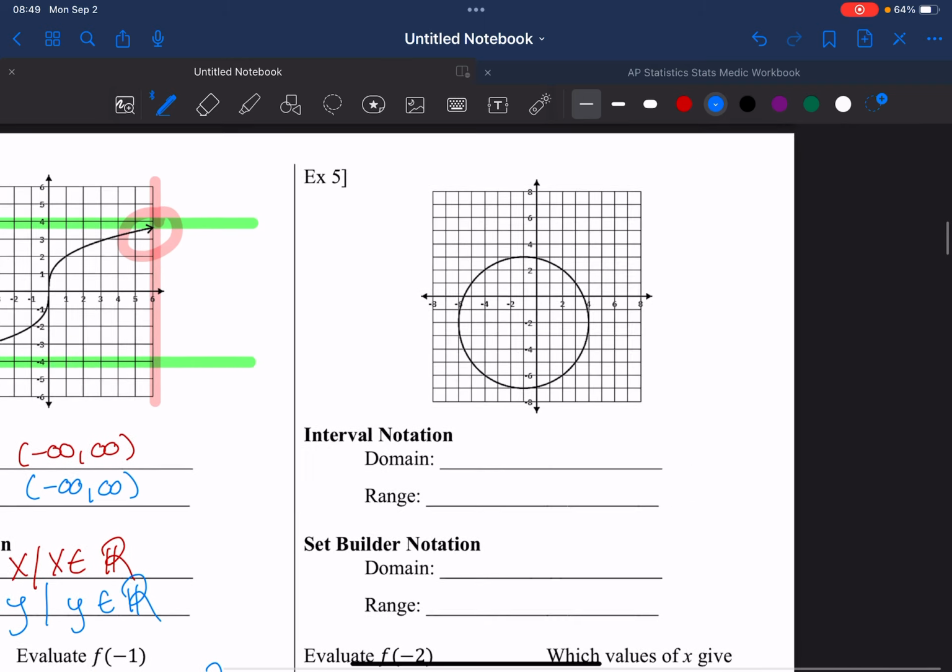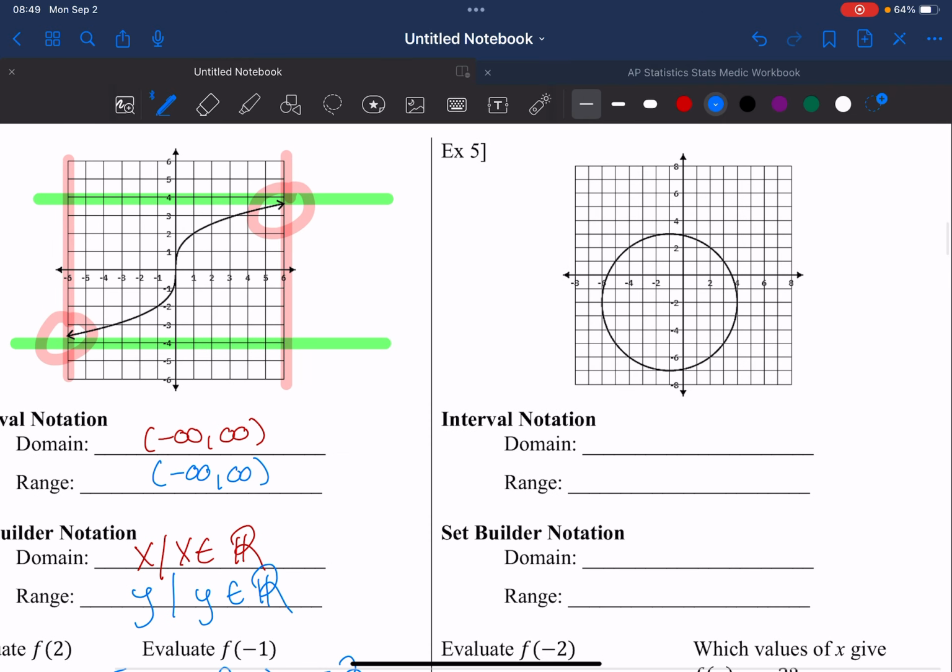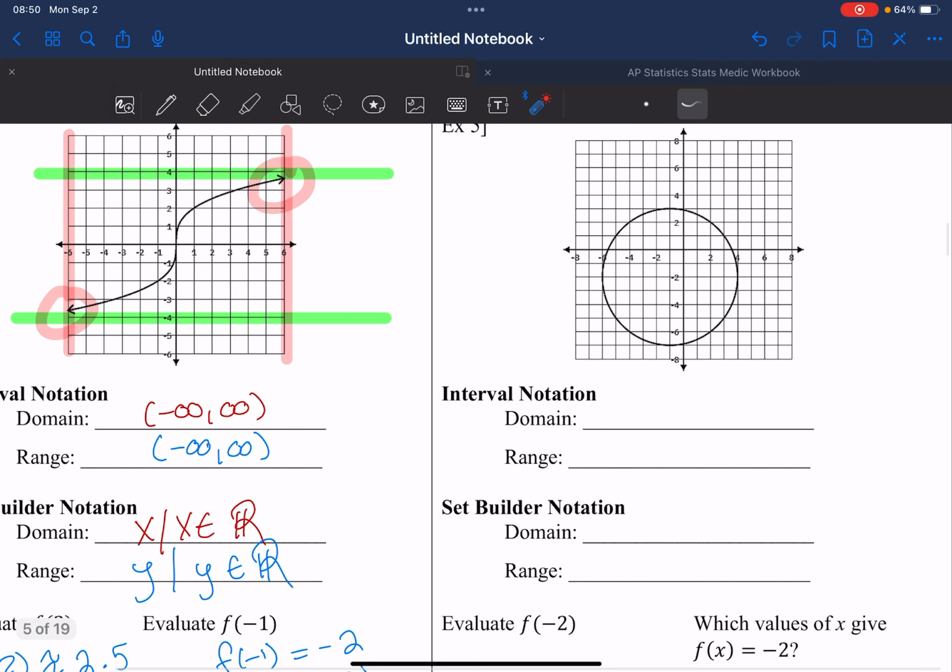Let's look at number 5. Number 5, our function here, or I should say our relation here, is a circle. I can't say function because we know that if we were to do the vertical line test on a circle, this would not be a function because it would cross at more than one point, okay? Which means there's going to be points on here that share an x value, and that's going to be important when we're evaluating at the end of this example.